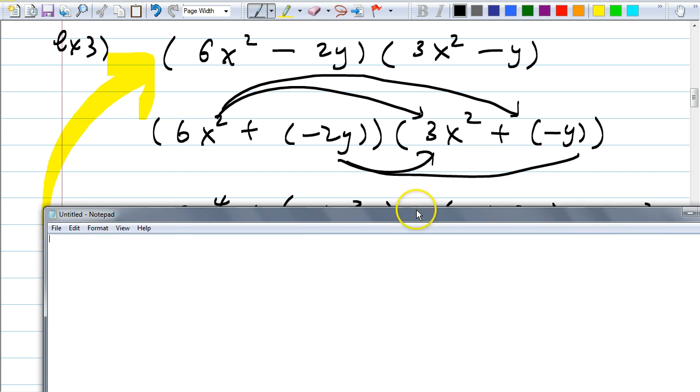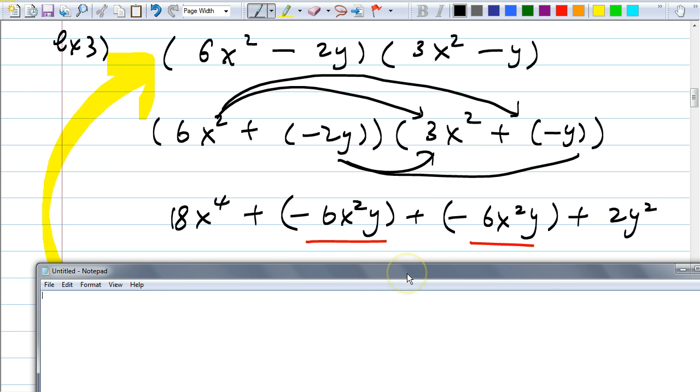Okay, good. Then how many people got 18x to the fourth plus negative 6x squared y plus negative 6? By the way, did anybody put down negative 6y x squared? Do you think that's a good idea? No, you want to write them in what kind of form? Yeah, standard form, alphabetical order, because if you don't, they don't look like they're like terms.